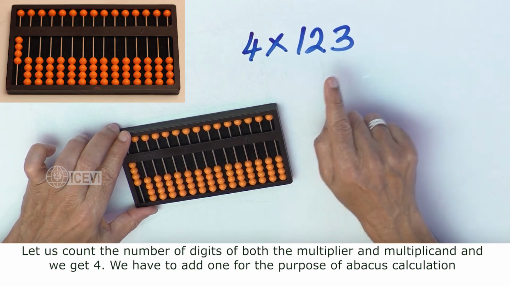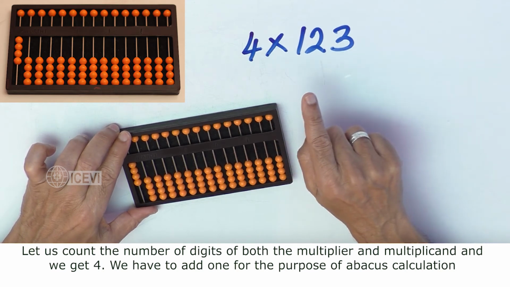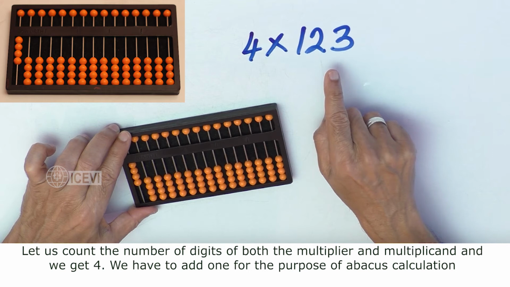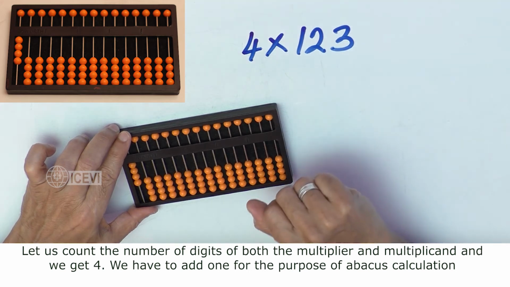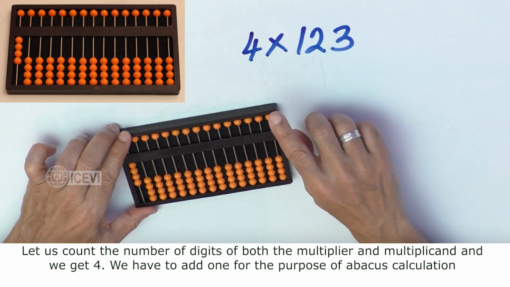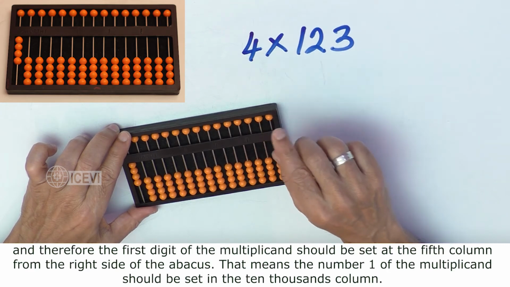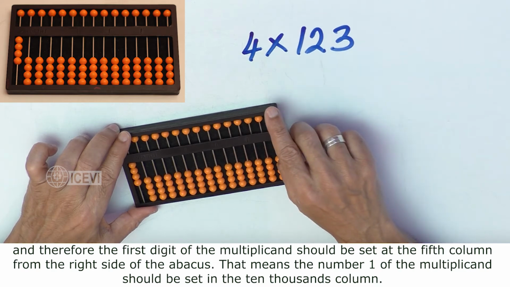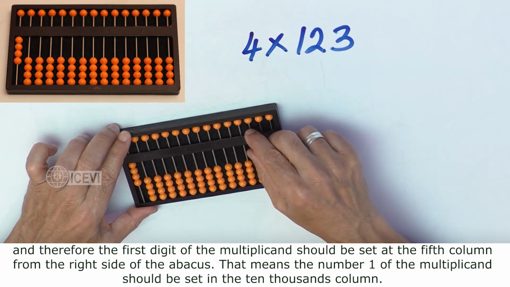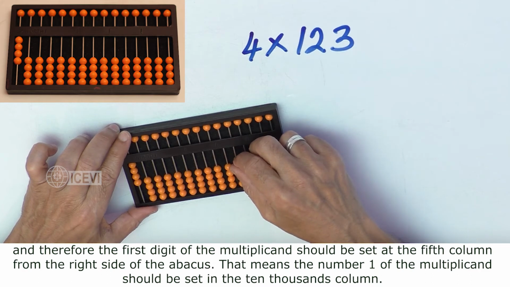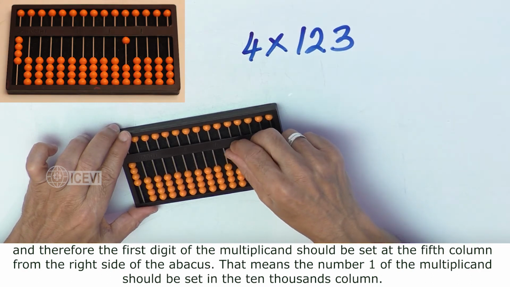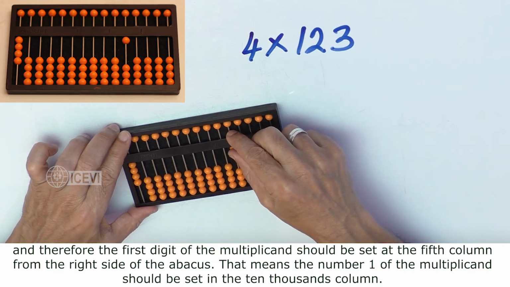Let us count the number of digits of the multiplier and multiplicand, and we get 4. We have to add 1 for the purpose of abacus calculation, and therefore the first digit of the multiplicand should be set in the 5th column of the abacus from the right. That means 1 of the multiplicand should be set in the 10,000s column.